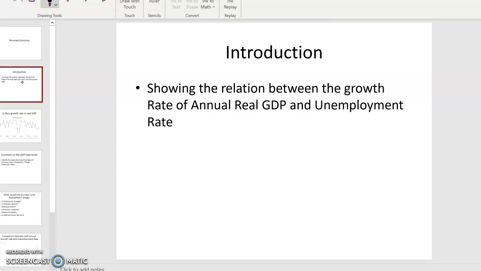I'll start with an introduction that tells us what we are trying to relate. Here I am trying to relate the growth rate of annual real GDP, which is going to be in percentages, and the unemployment rate, which is going to be in percentages too. So it's an apples to apples relation. Let me show you how you get these graphs.